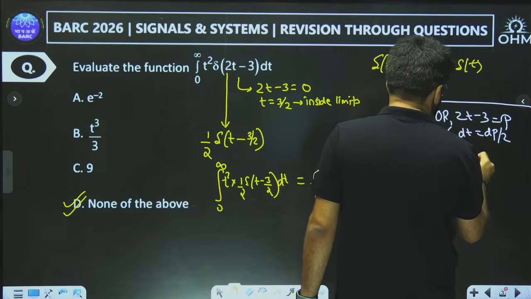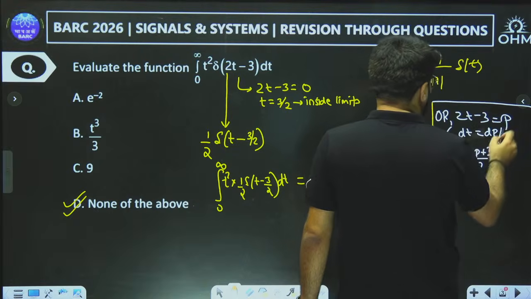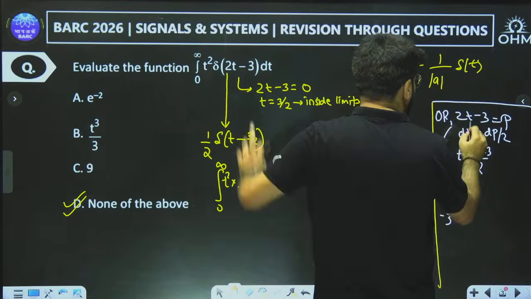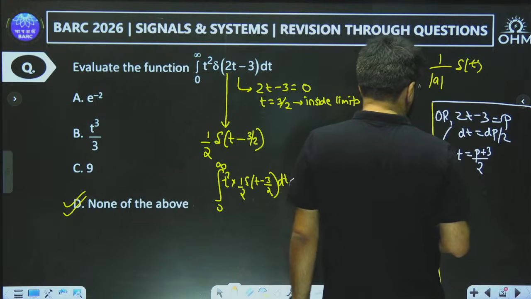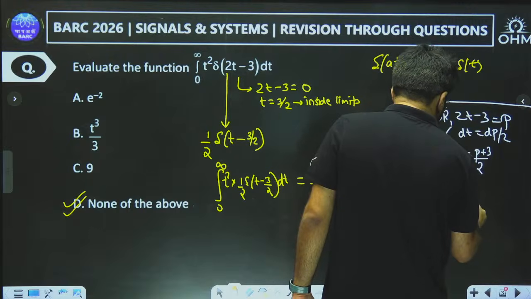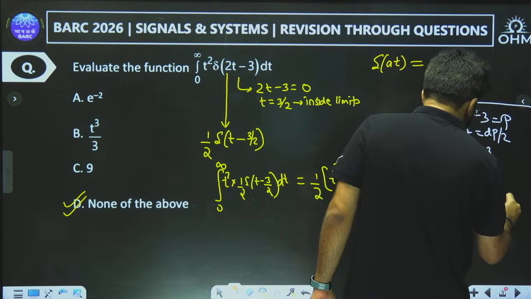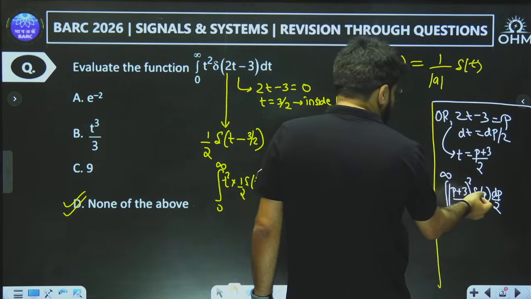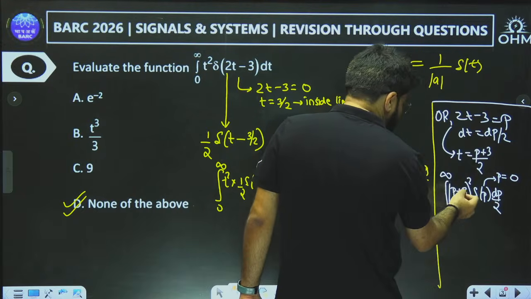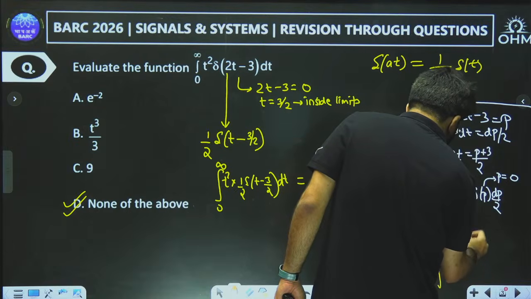And what is t equal to? p plus 3 by 2. Then the question will look like, will the limit also change? Yes. If t equal to 0, the limit will be minus 3. T equal to infinity, infinity minus 3 will be infinity. Then t means p plus 3 by 2 whole square delta p dp by 2. Then what will be the answer? This impulse is at origin. So in this function, p equal to 0 will be substituted. Then also the answer will be 3 by 2 square, times 1 by 2.